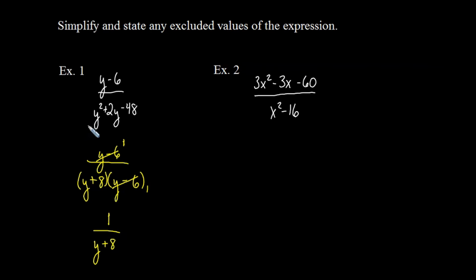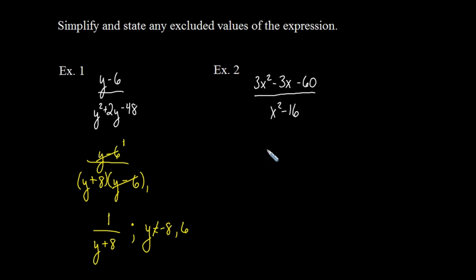Now, the second part of our problem says state any excluded values of the expression. And what this is referencing is division by 0. So anything that will cause the denominator to be 0 will be an excluded value. So these are just going to be the roots of this polynomial y squared plus 2y minus 48. And our excluded values is y cannot be equal to negative 8 and y cannot be equal to positive 6.